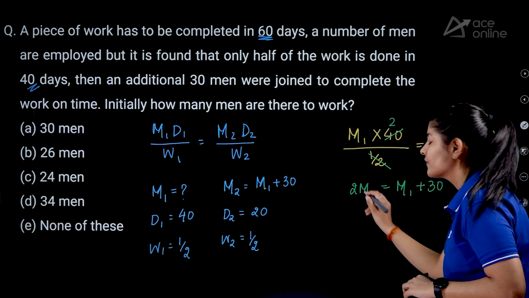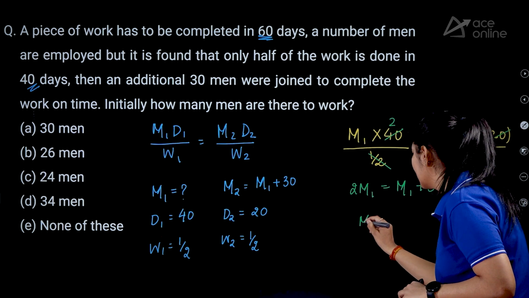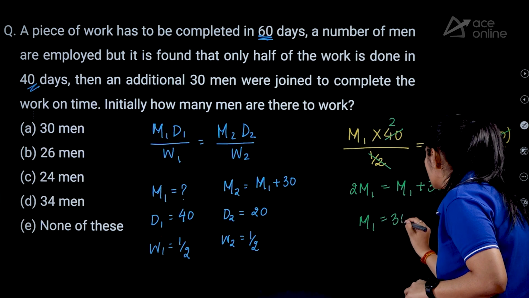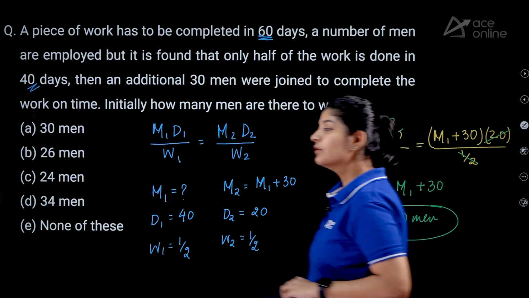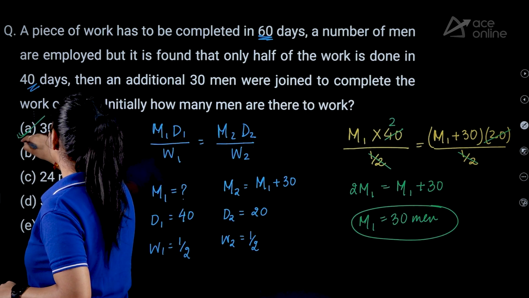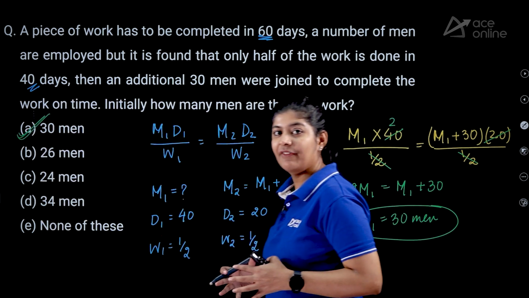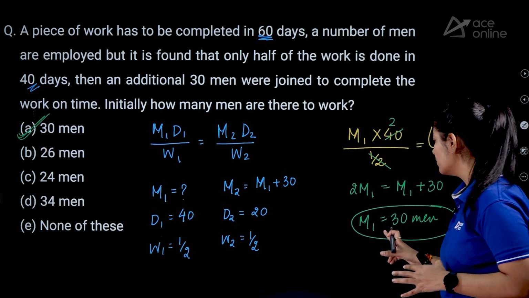Here we will transfer this M1 over here, so we get M1 equals 30. So the number of men that we have at the very initial level is equal to 30.